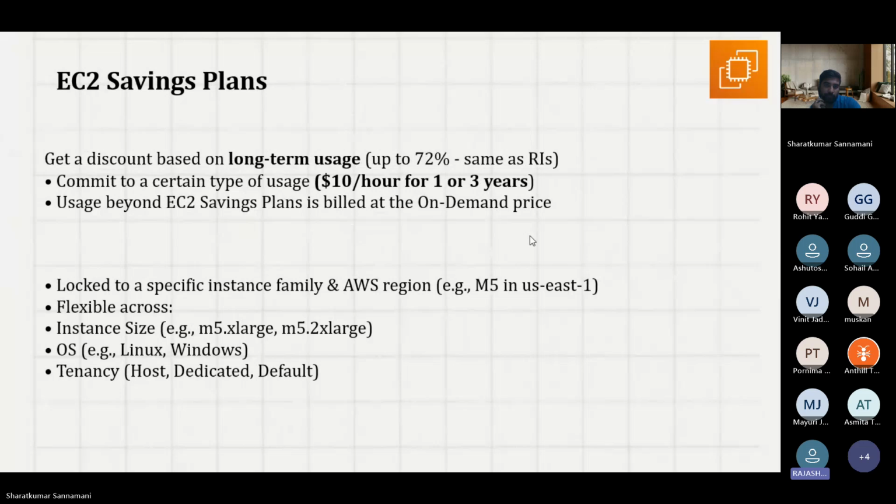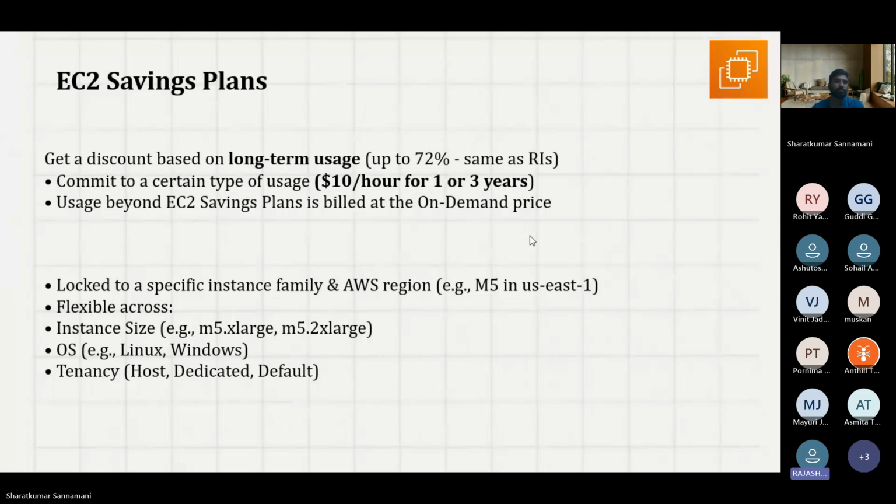Suppose you say that per month I am going to spend $1,000 for these instance types in this region. Then how much discount you are going to provide me? That can be negotiated. That is what the savings plan is. You are committing upfront: I'm going to spend this many dollars.